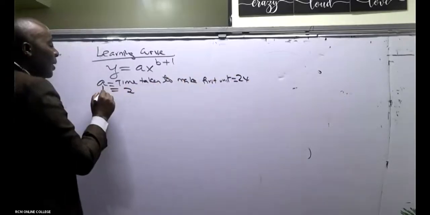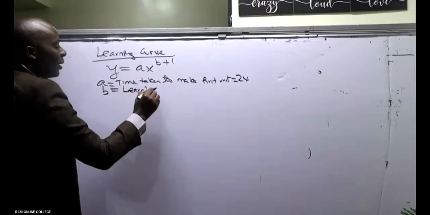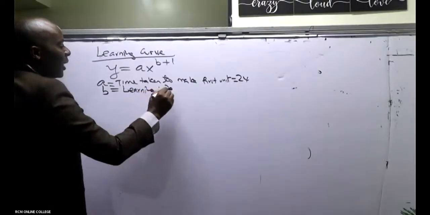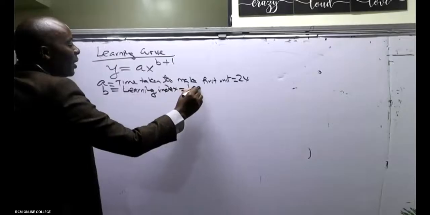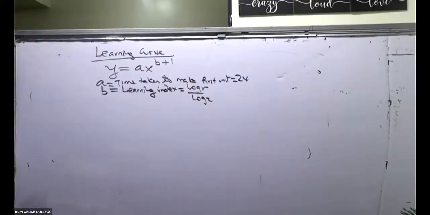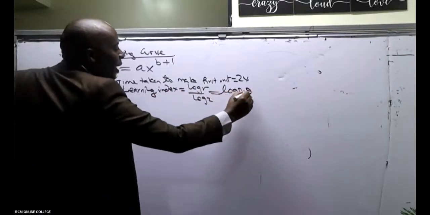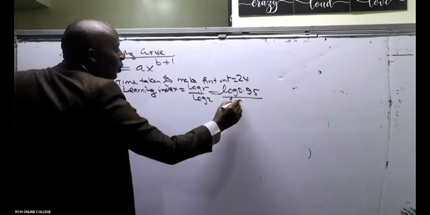And then if you remember, B is what we call the learning index. And to get this learning index, we normally take log R divided by log 2. They've told us here R is the learning rate, and it has been given to us as 95%. So then this one will be log 0.95 over log 2.